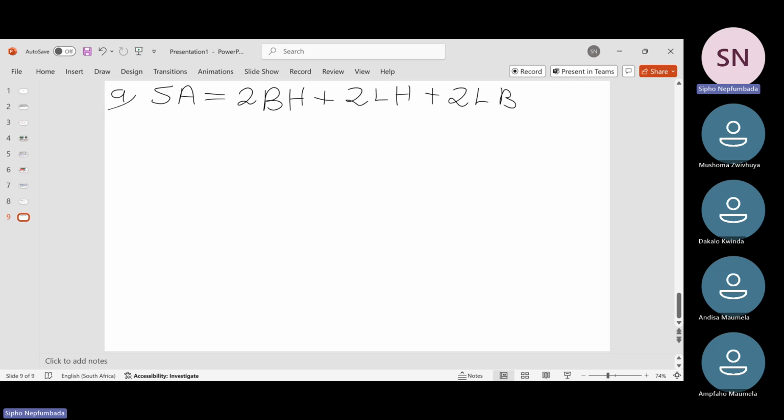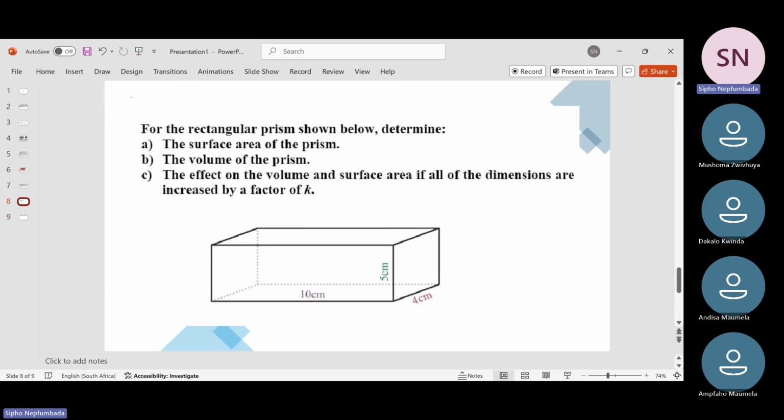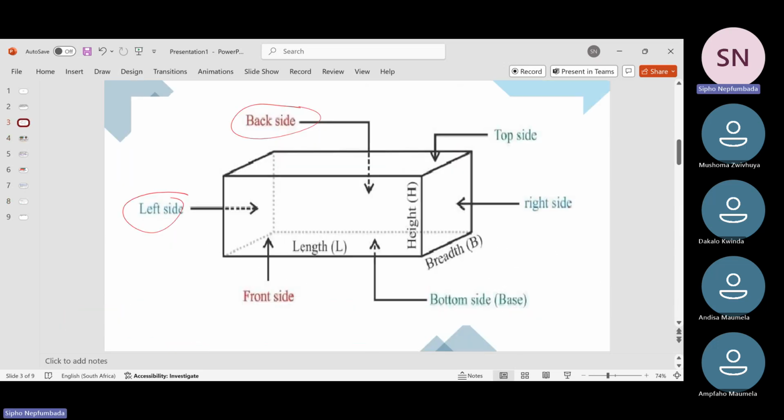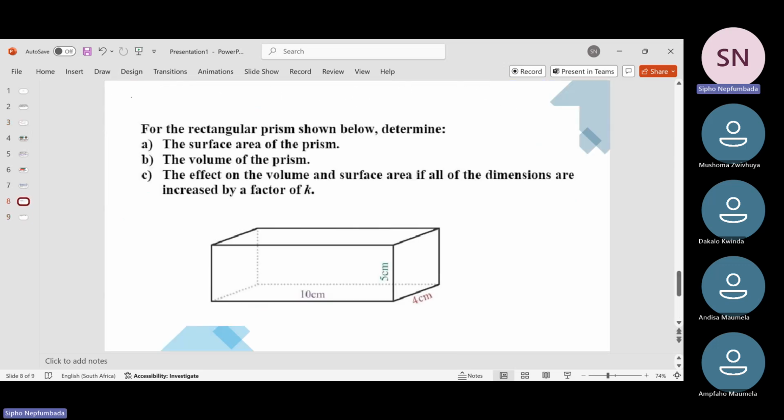Anyways, let's go and substitute. This is equal to 2. Now what is our B? Let's go back here so that people can see where our B is. Did you see how this thing stays? Do you see where B, H, and L are? Okay, nice one. So now what is our B?